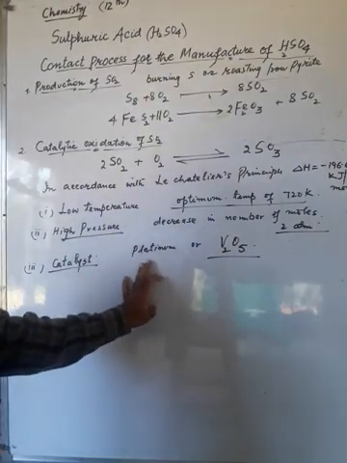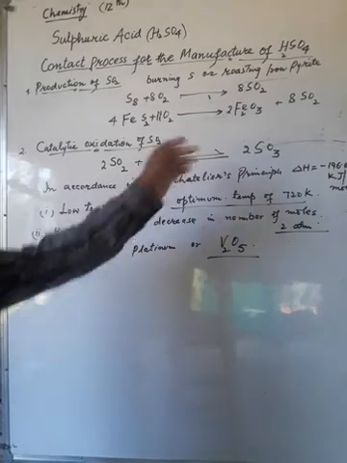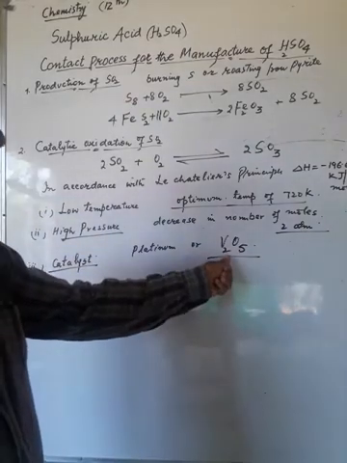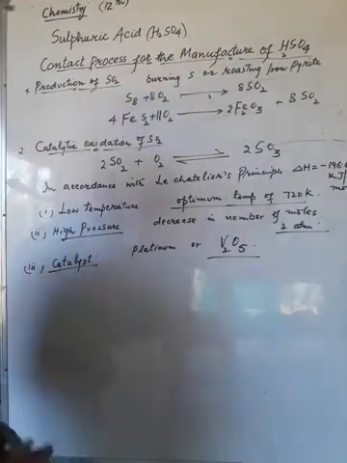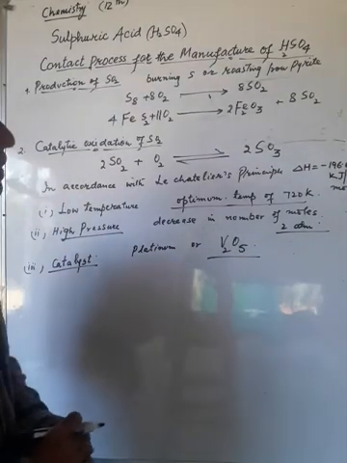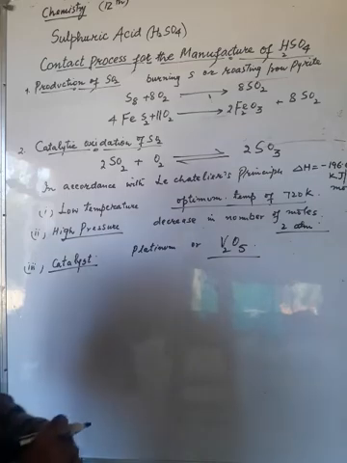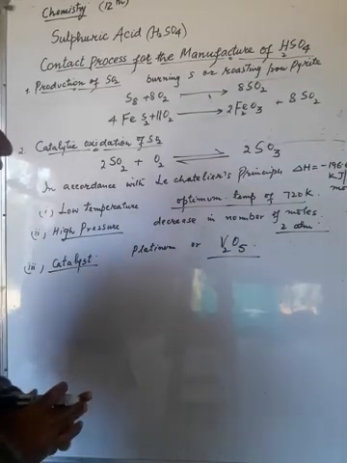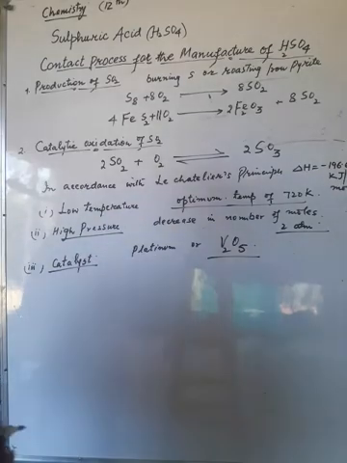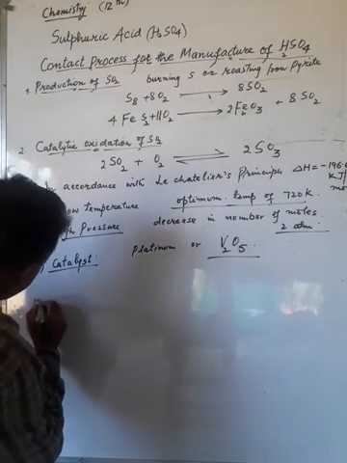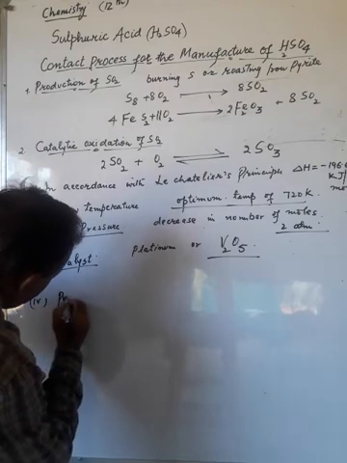Number second, it gets poisoned by the impurities present in the sulfur dioxide. So generally we use the catalyst vanadium pentoxide, V2O5, which, number one, is cheap. Number second, it does not get poisoned by the impurities present in the sulfur dioxide, like arsenic oxide. This is why we use this catalyst, and the next thing we need is purity of the gas.